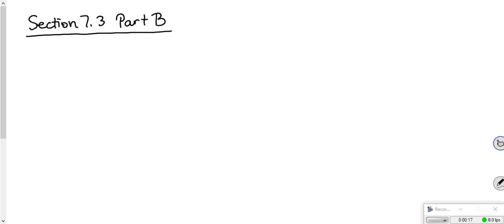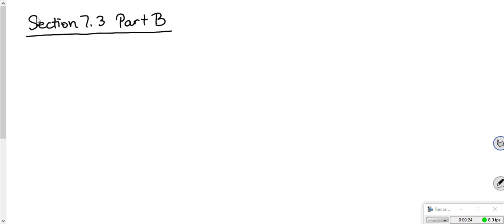Okay, guys, this is part B of section 7.3. Section 7.3, part B. This is problems 8 through 13.